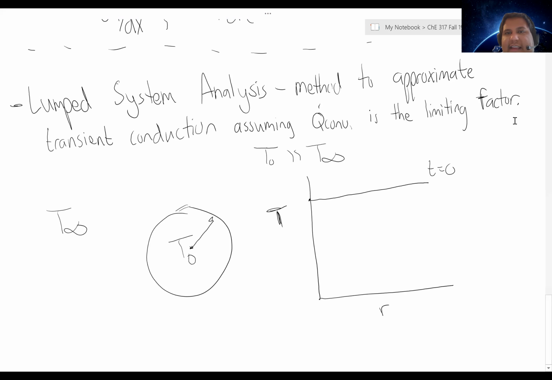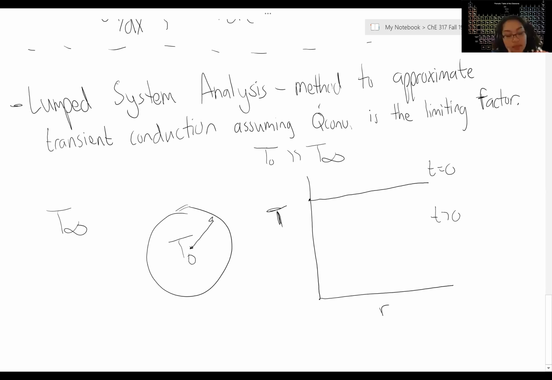And so what should I expect, as I allow this ball to cool, in terms of a temperature profile? Let's see who's first. Claire, what do you think? Could you repeat the question? Yeah, so what kind of temperature profile should we expect at t greater than 0?